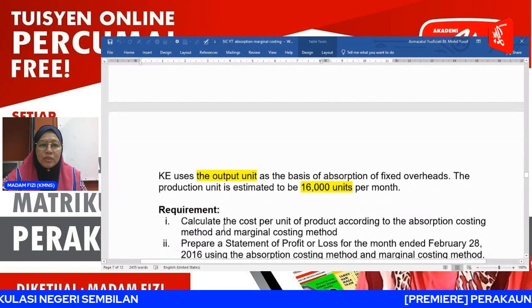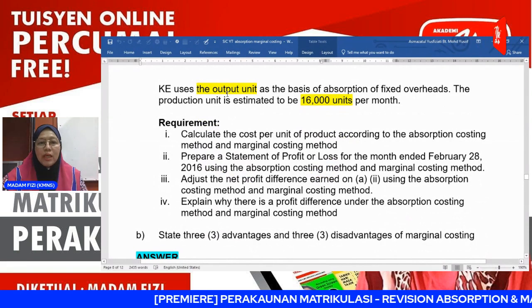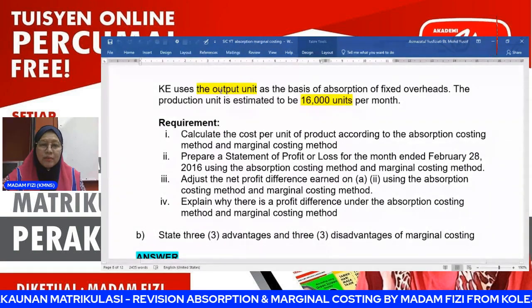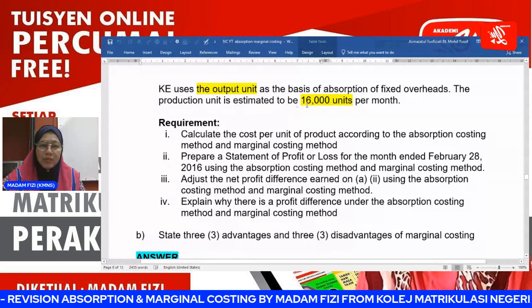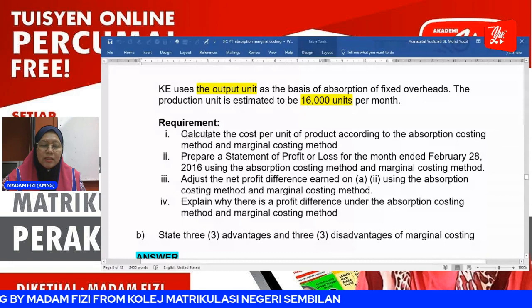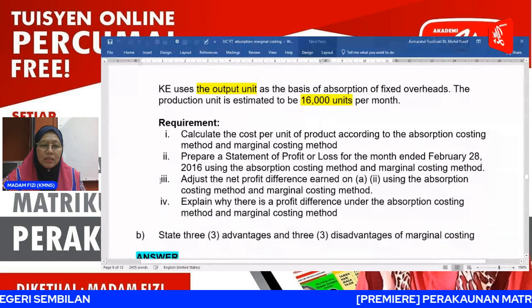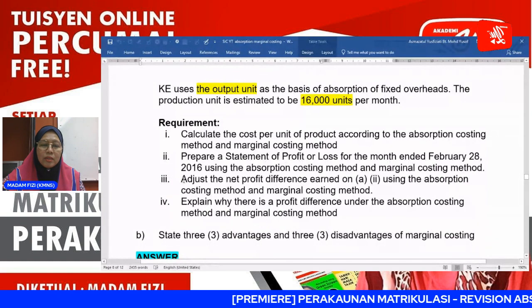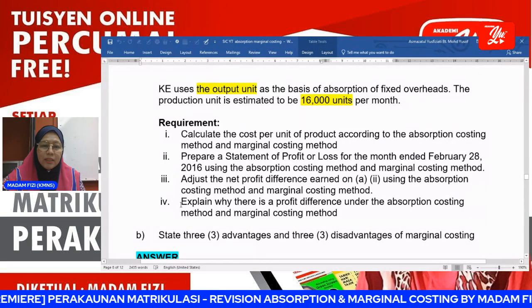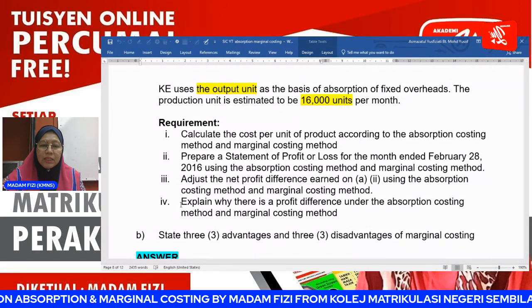Okay, KE uses the output unit, okay, the output is the production unit, as the basis of absorption of fixed overhead. The production unit is estimated at 16,000 units per month. Okay, requirements. First, calculate the cost per unit. Second, Roman, is to prepare a statement of profit or loss. Third, Roman, is to do the adjustment of the net profit. And fourth, Roman, explain why there is a profit difference under the absorption costing method and marginal costing method.